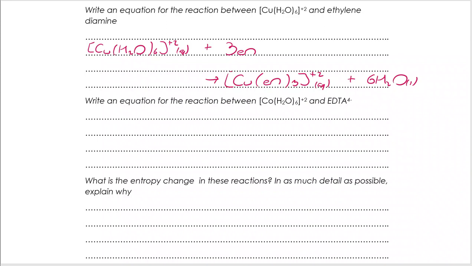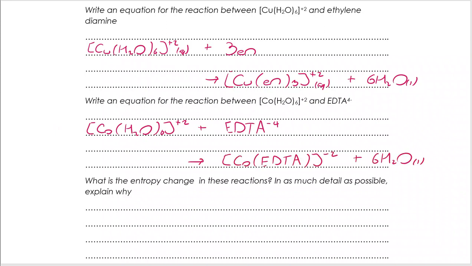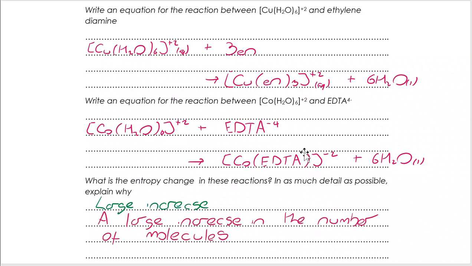What about if I take [Co(H2O)6]2+ and EDTA4-? Well, that can form 6 coordinate bonds, so that EDTA replaces all 6 water ligands. So we end up with this equation. And again, there's a link to thermodynamics here. What would happen in terms of entropy? Well, there would be a huge increase in entropy here. Why? Because we have got a large increase in number of molecules. Specifically, and sometimes they like you to use these numbers in the exam, we have 2 molecules going to 7 molecules. That is a significant increase.